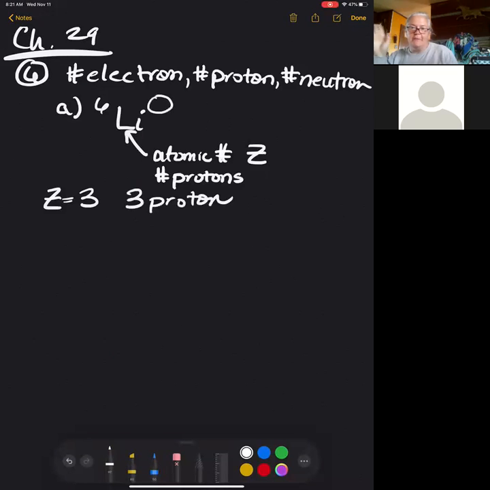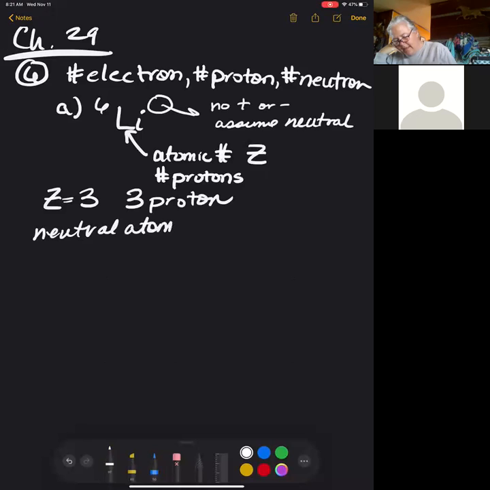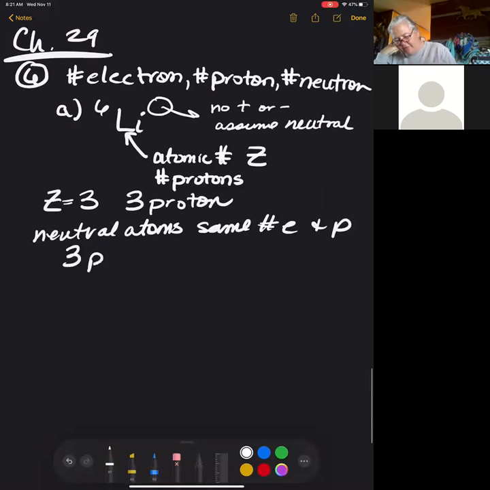Up here, there's no plus or minus, so we assume it's a neutral atom. It'll have to tell you if it's a plus ion or a minus ion. So if it's a neutral atom, neutral atoms have the same numbers of electrons as protons. Okay, so if there's 3 protons, there's 3 electrons. Okay, all right, 3 electrons.